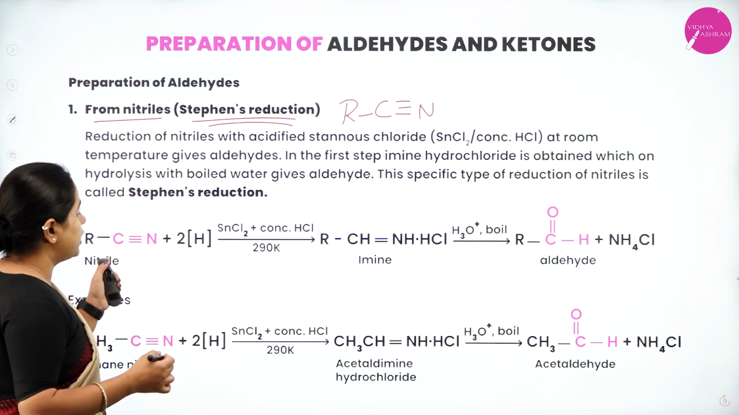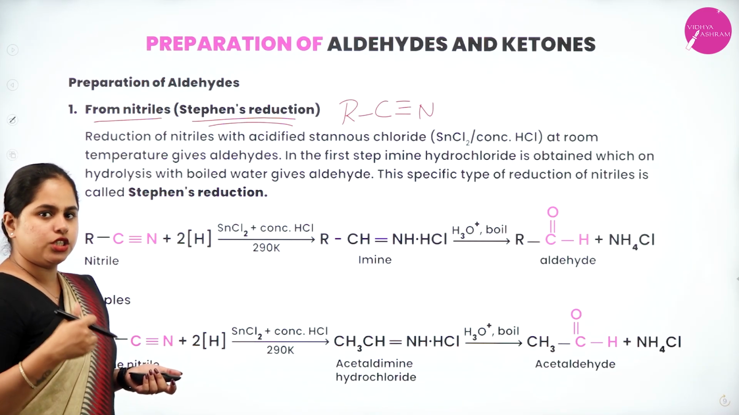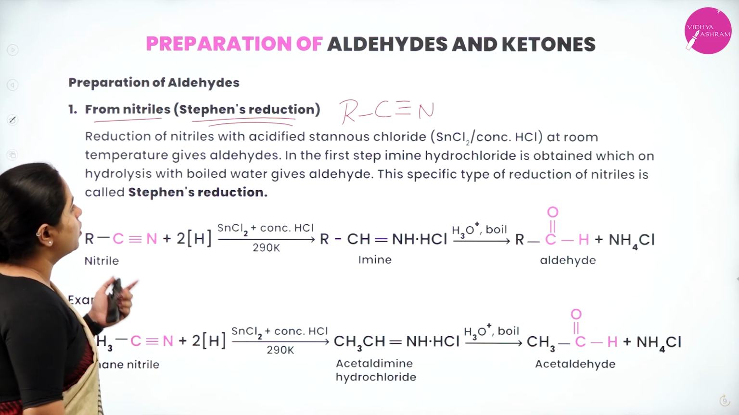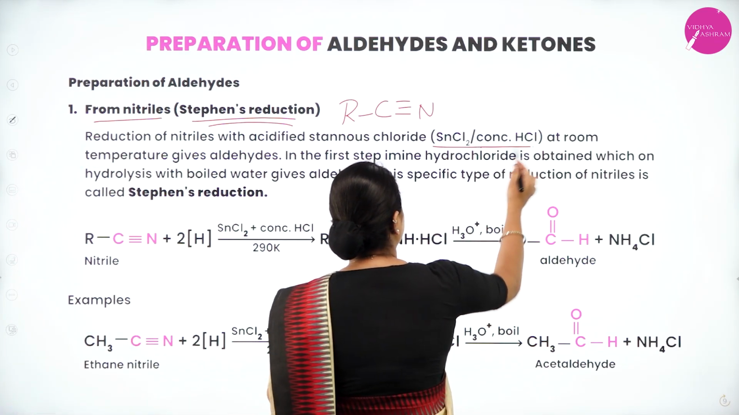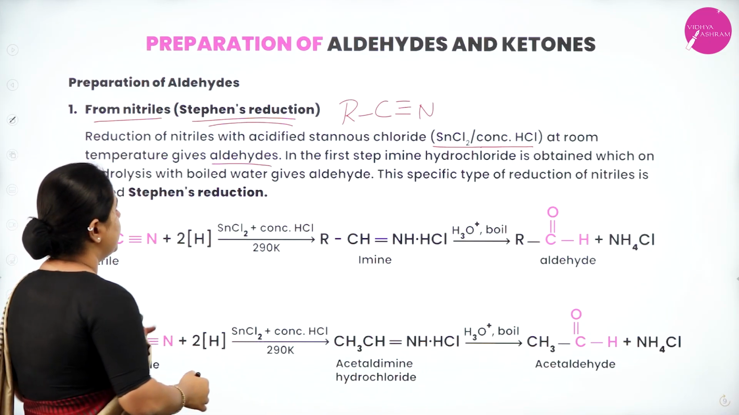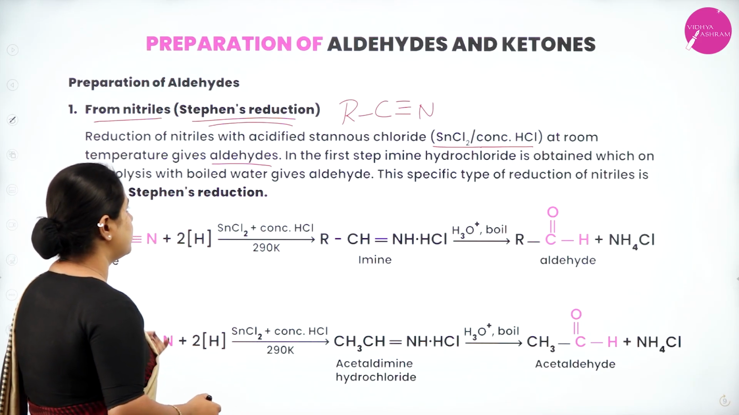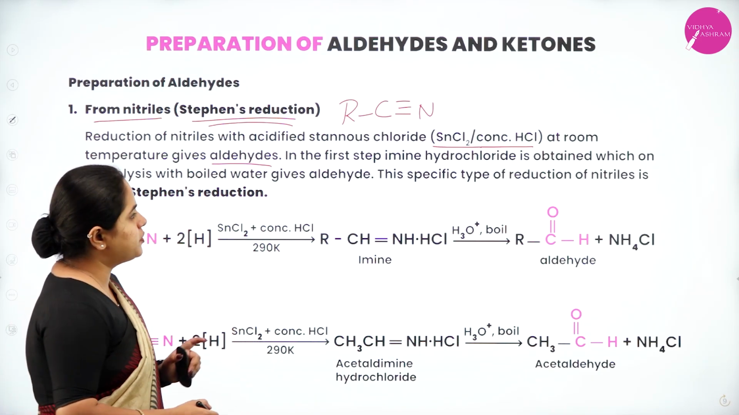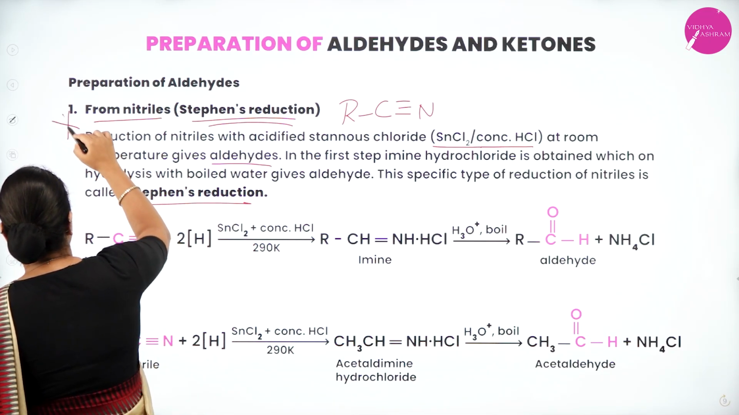When we talk about reduction of nitriles, reduction means we are going to add hydrogen, H2, with acidified stannous chloride, SnCl2. Acidified means in the presence of some acid. At room temperature, it gives aldehydes. In the first step, imine hydrochloride is obtained, which on hydrolysis with boiling water gives aldehyde. This specific type of reduction of nitrile is called Stephen reduction. So this is a named reaction.